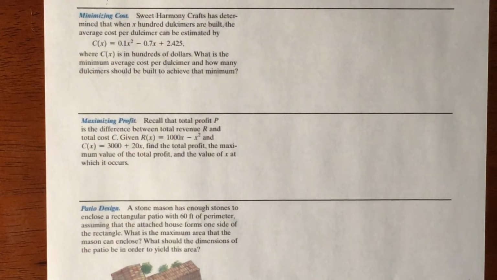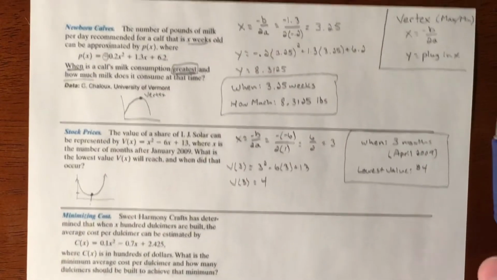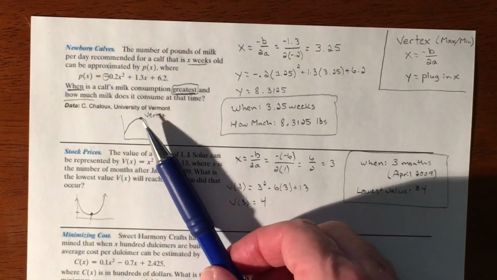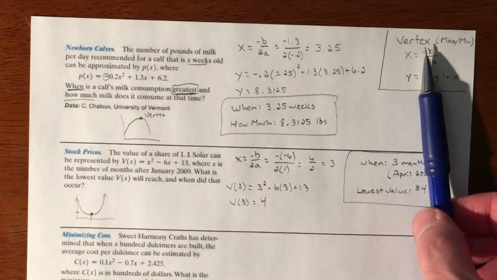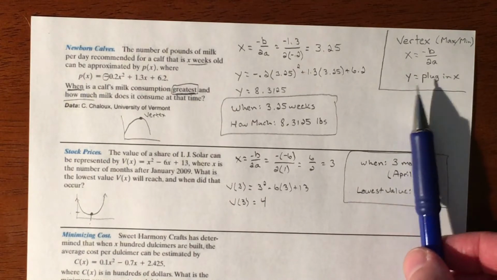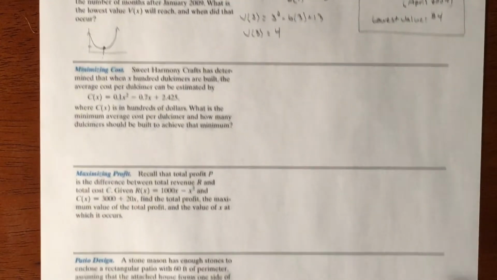In this video, we are going to continue working on some word problems involving maxes and mins. Maxes and mins refer to a high point or a low point on a quadratic, which means we're talking about a vertex. This is how we find our vertex: negative b divided by 2a gives us the x, plug it in, gets us our y. Then we'll try to make sense of those answers.